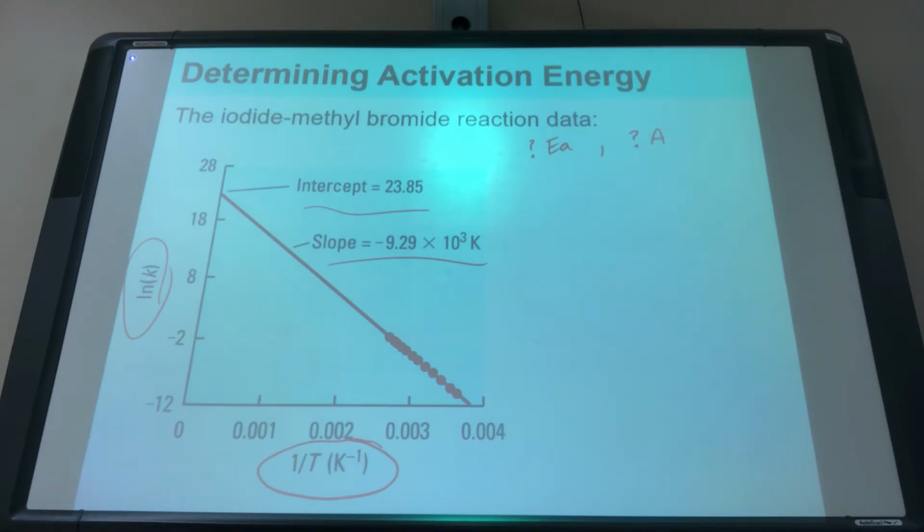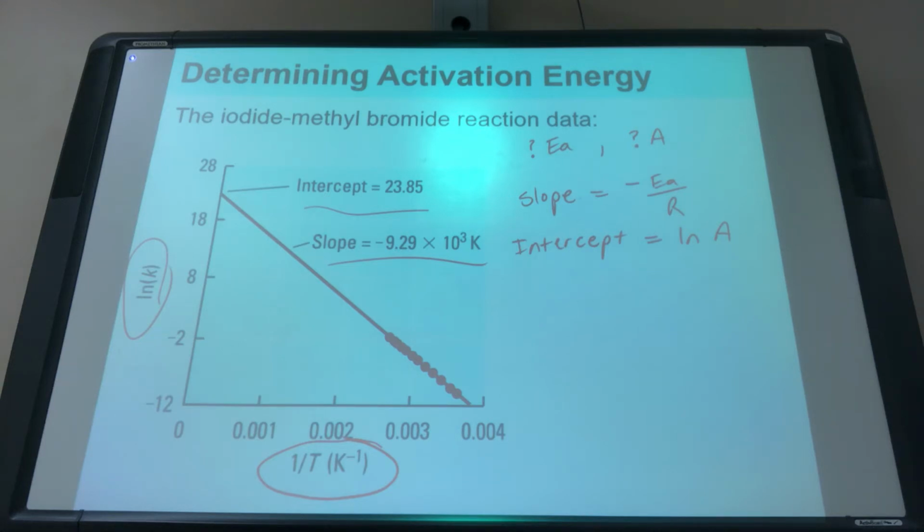If I'm trying to find Ea, they gave me the slope and the intercept, so I have to know how the slope and the intercept relate to my activation energy. Slope is equal to negative Ea over R, and my intercept is equal to ln of A. Now I know I have those, I can just plug everything in. But these are the two you have to know: the slope equation and the intercept.